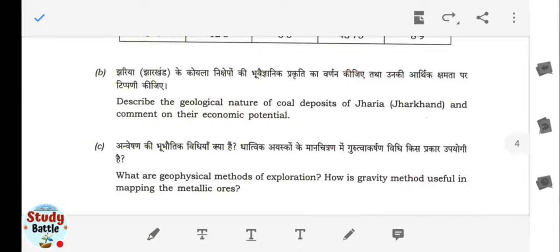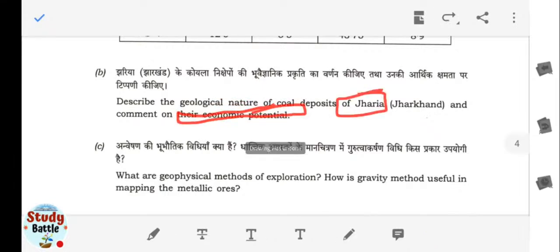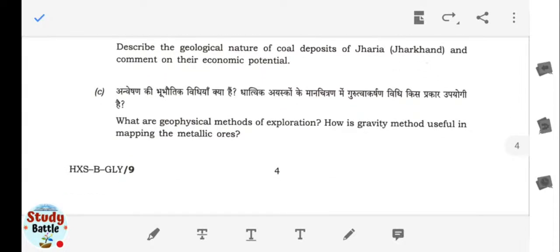Describe the geological nature of coal deposits of Jharia, that means Jharia coal field that is in Jharkhand. Stratigraphically it's like Talchir, Barakar. Okay, so these are the formations which are associated with Jharia coal field, and you have to also comment on the economic potential, means how much coal deposits are there. You can provide here the latest data of the occurrences or the economic potential of Jharia coal field if you have that data. Otherwise you can just predict how much there can be.